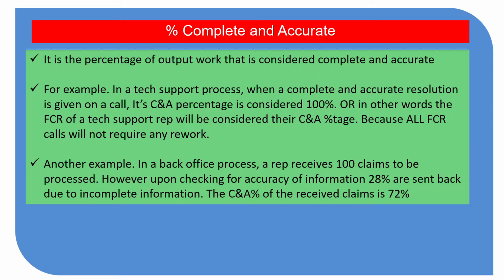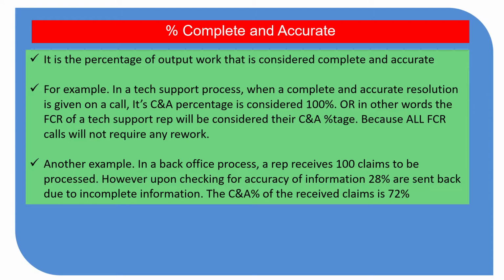Complete and accurate percentage, or CA%. It is the percentage of output work that is considered complete and accurate. For example, in a tech support process, when a complete and accurate resolution is given on a call, its CA percentage is considered 100%. Or in other words, the FCR of a tech support rep will be considered their CA%, because all FCR calls will not require any rework.